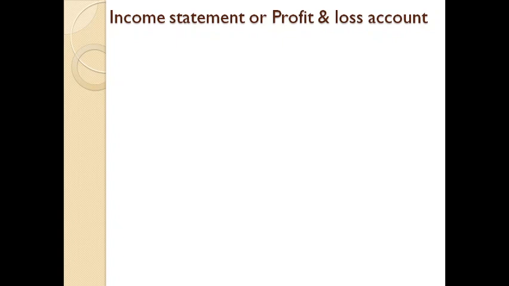The income statement is another name used for profit and loss account. We can use them synonymously, profit and loss account or income statement. Profit and loss account is prepared in account form, whereas an income statement is prepared in vertical form. That is the only difference between an income statement and a profit and loss account. Profit and loss account, as the name suggests, is in a T shape or account form, whereas an income statement is prepared in vertical form, otherwise known as statement form.